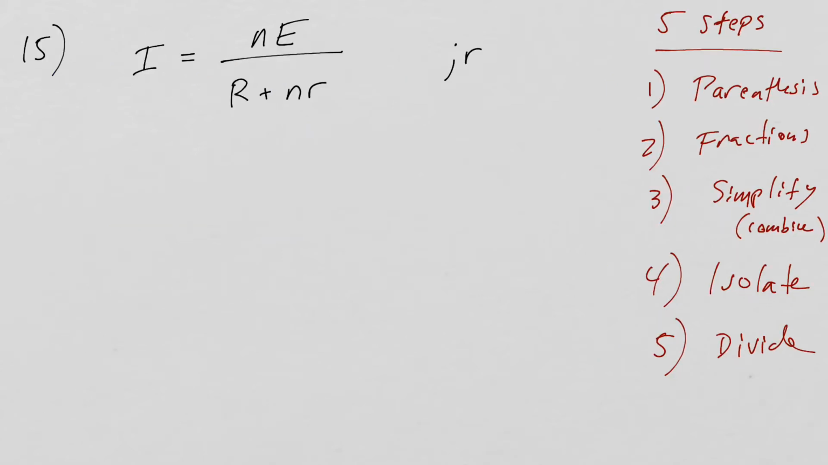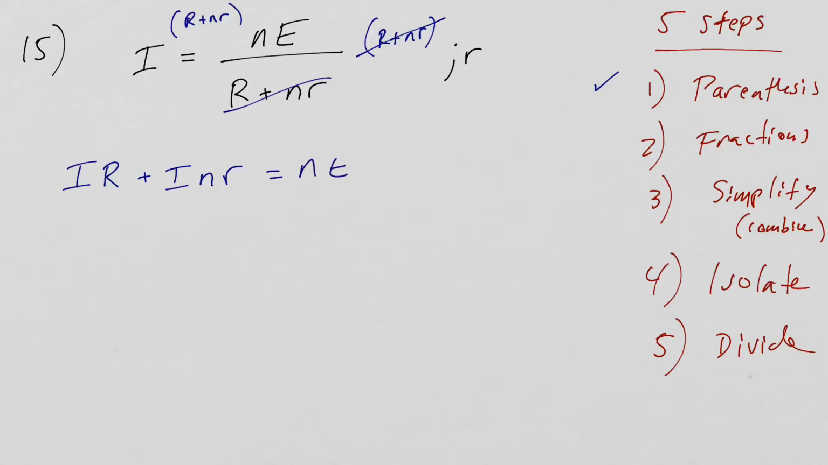Okay, so there's no fractions and parentheses, so we'll skip that step. There are fractions, so we're going to multiply each side by the common denominator, which is r plus nr. We'll do that on this side as well. Okay, on the right-hand side, this cancels, and on the left-hand side, I'm going to distribute that I, and I'll get IR plus INR is equal to NE.